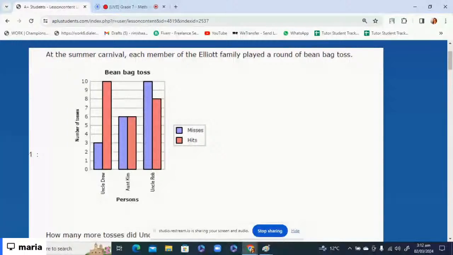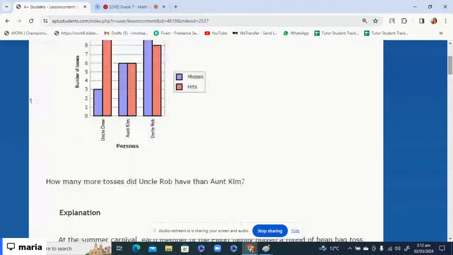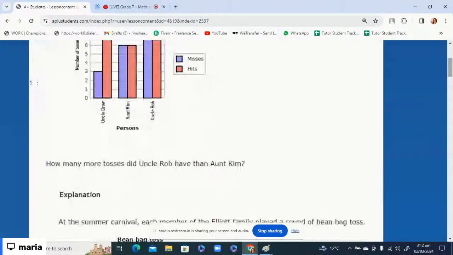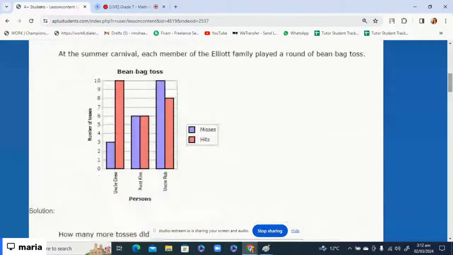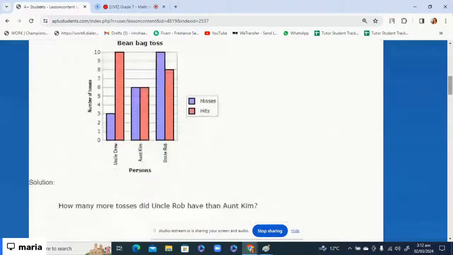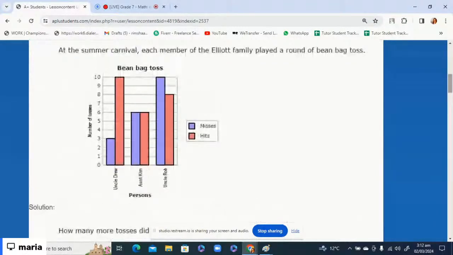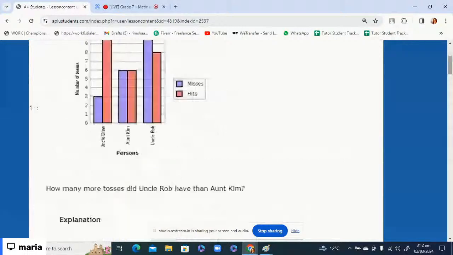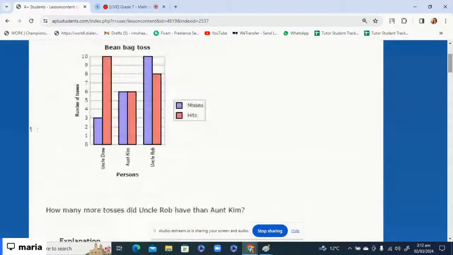This is also asking how many more tosses did Uncle Rob have than Aunt Kim? Okay, look at here. The beanbag toss is given. Okay, the blue one shows the misses and the red one shows the hits. So for Uncle Drew, look at the blue one, that is 3. Aunt Kim for the blue one is 6.